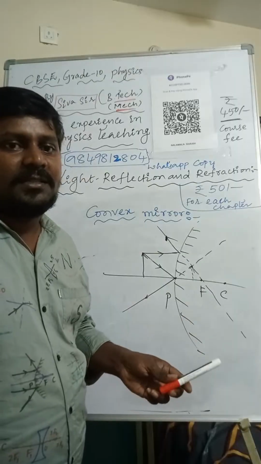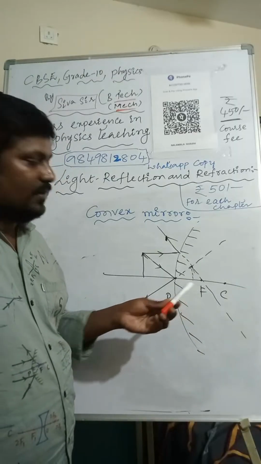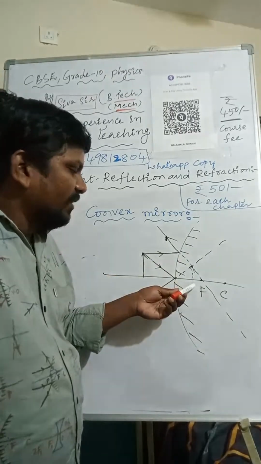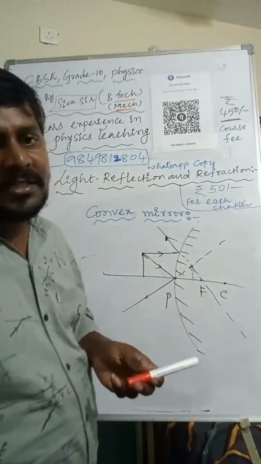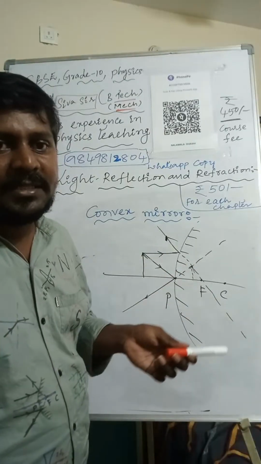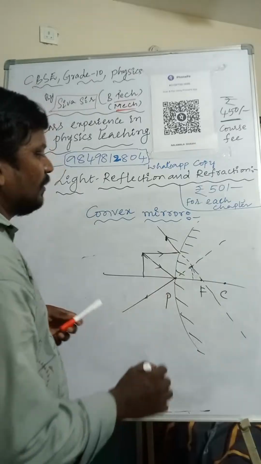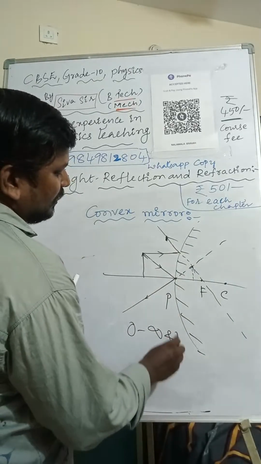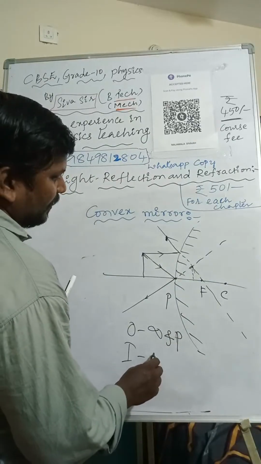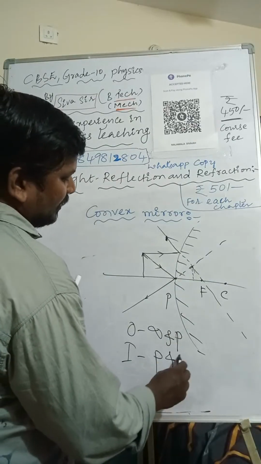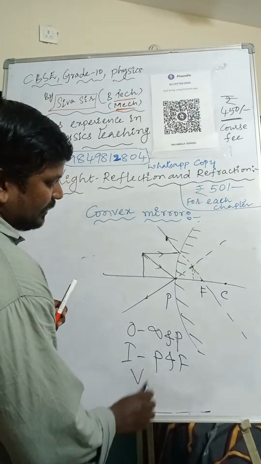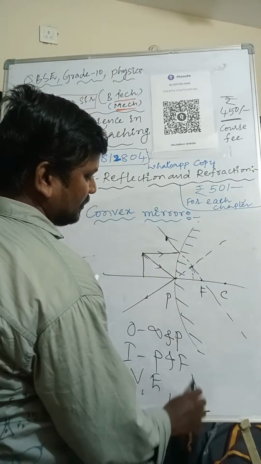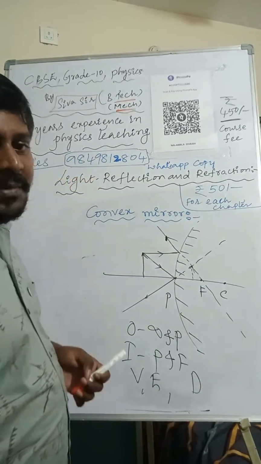What is the nature of the image? Virtual, erect and diminished. In a convex mirror, compared to the object, image size is always decreased. So the object is between infinity and pole, the image will form between P and F. Nature of the image is virtual, erect, and size of the image is diminished. Clear?